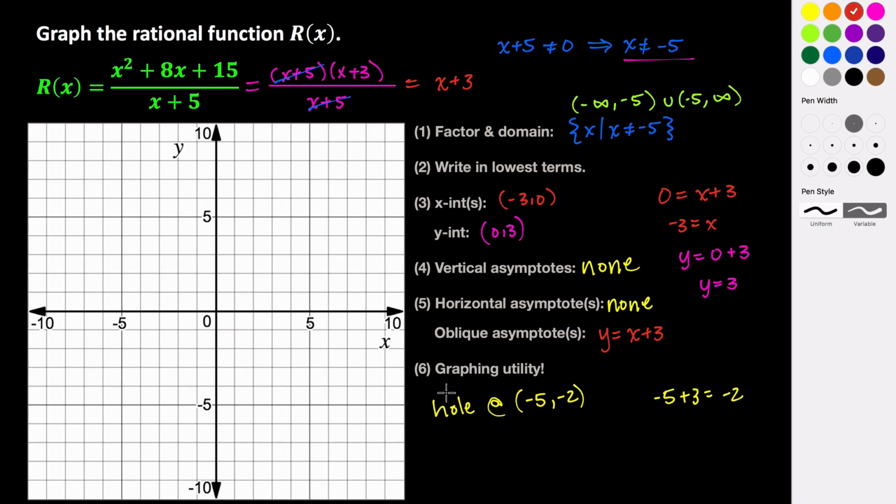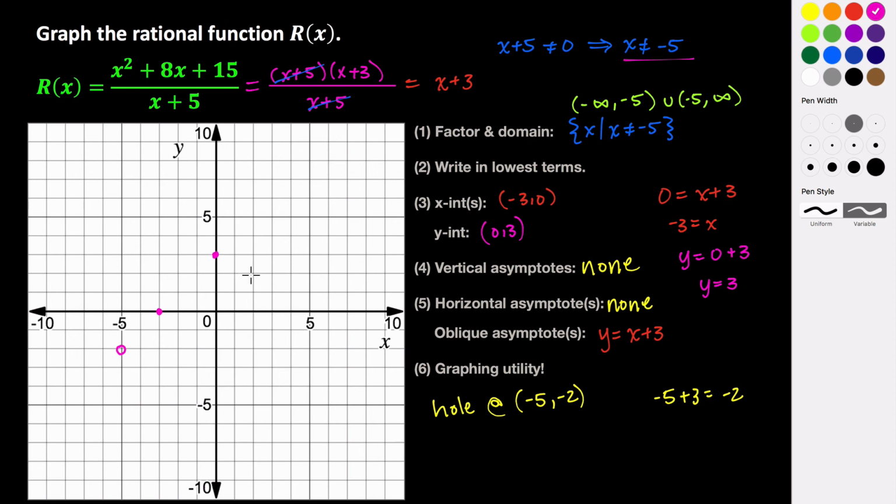So let's graph this. This one says that you should go to a graphing utility, or normally that's what we would do, but I actually don't think we need it for this problem because it's just a line. Now we know that there's a hole at negative 5, negative 2. So negative 5, negative 2, there's going to be a hole here. And we know that there are intercepts. We have an x-intercept at negative 3, 0. We have a y-intercept at 0, 3.